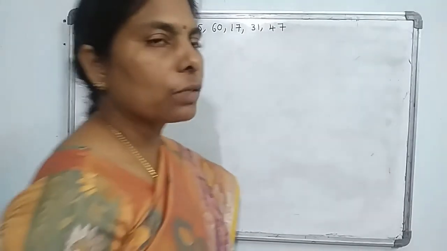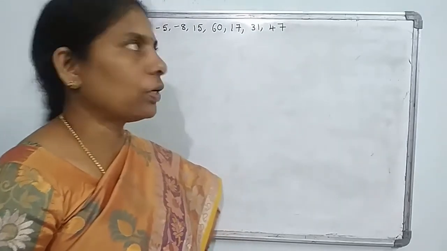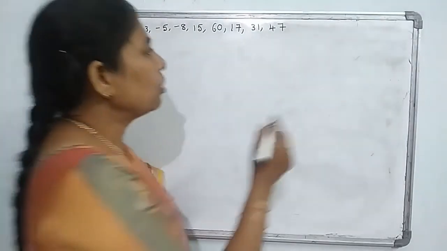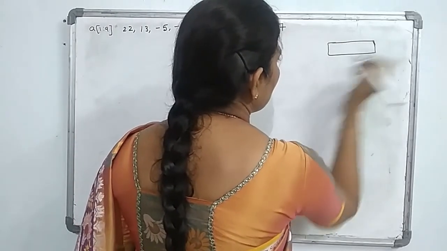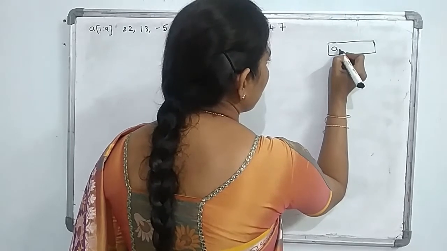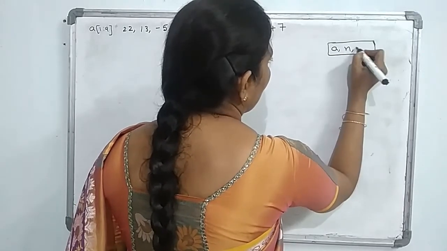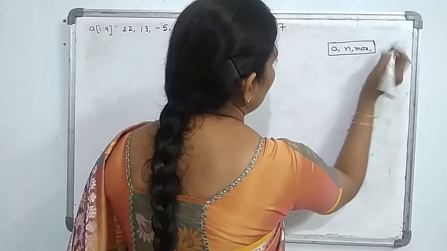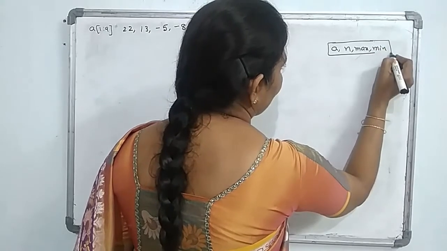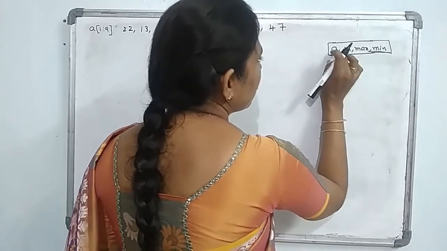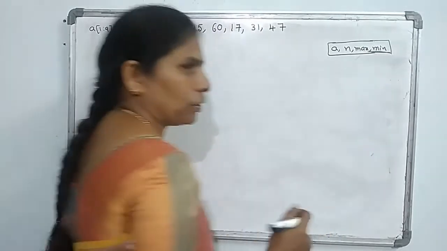Now we will discuss one example for finding the maximum and minimum of the given array. If you want to find that, the algorithm must contain the array A, n, max and min values. So A means the starting position, the ending position, the maximum element and the minimum element.